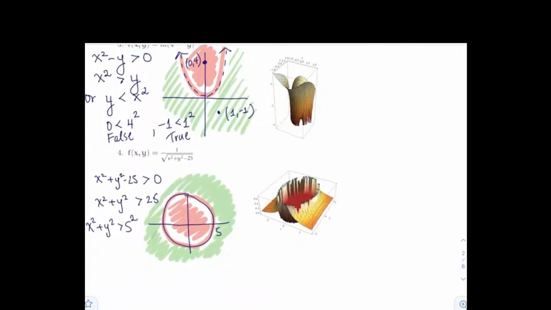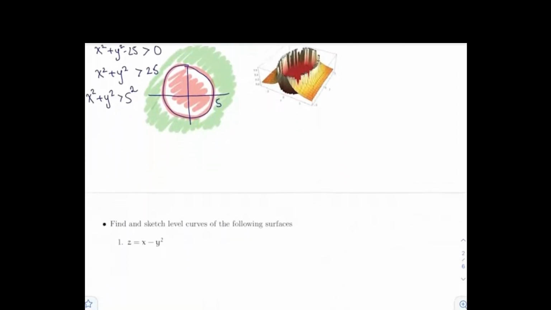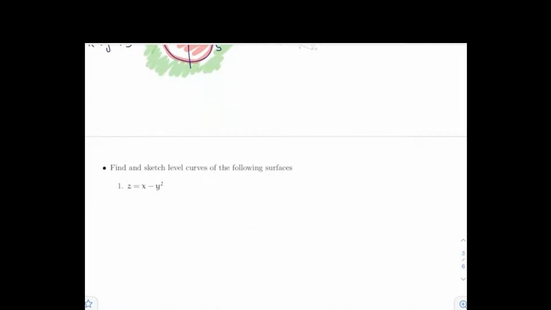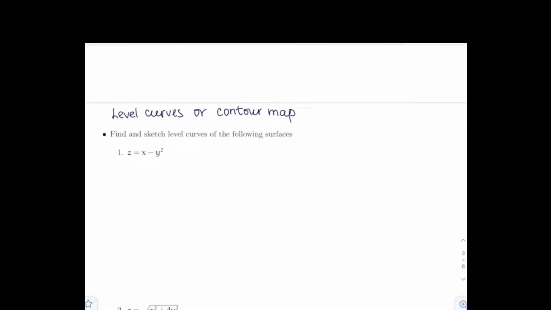Okay, let's go ahead and take a look at the next objective, and this one deals with level curves, which we can also refer to as a contour map. What it is, is a way to visualize the behavior of a function by looking at portions of its graph in a lower dimension. Once we take a look at some examples, this will make a lot more sense.